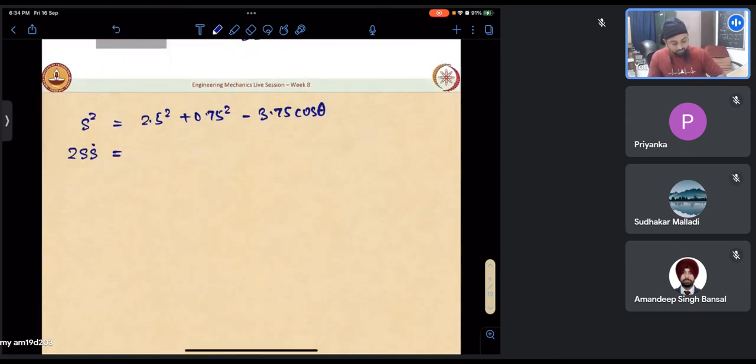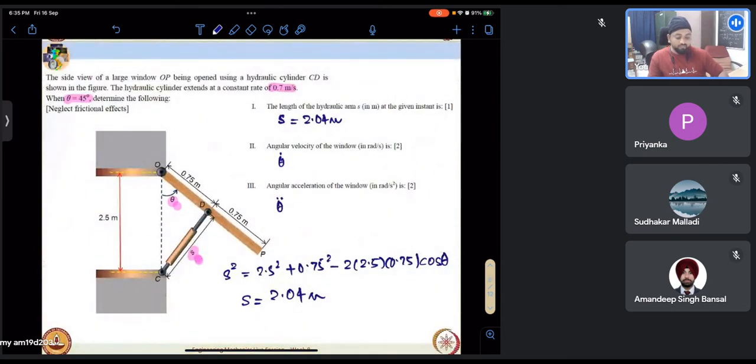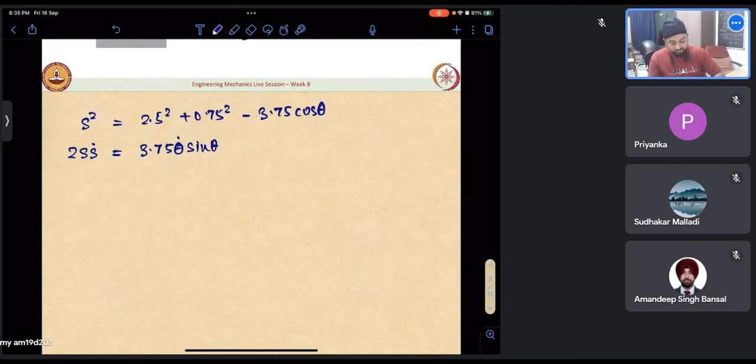So this comes to minus 3.75 theta dot sine theta, if we differentiate, because other quantities are constants and they don't change, so their differentiation is 0. What have we been asked here? The angular velocity of the window in radians per second, that is theta dot. So we can easily calculate theta dot from here: 2s s dot by 3.75 sine theta. Do we know all the quantities here?